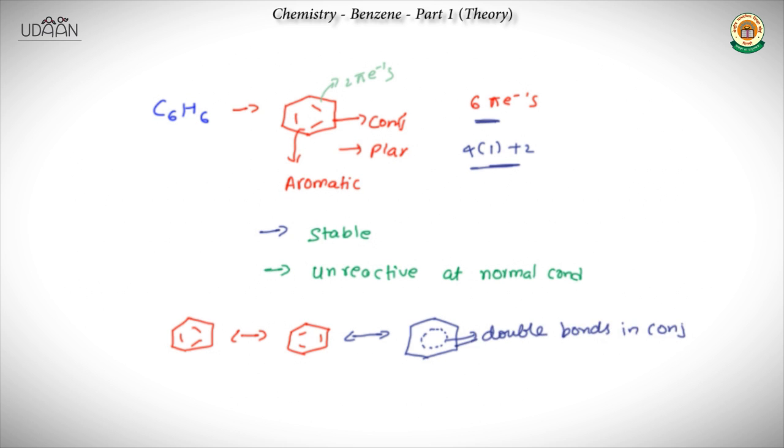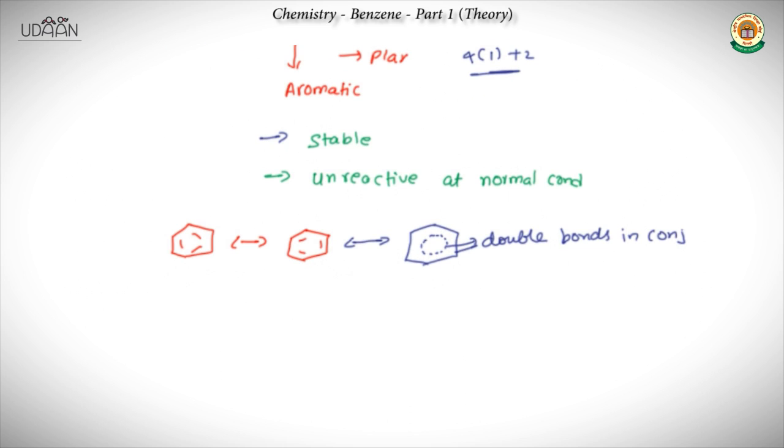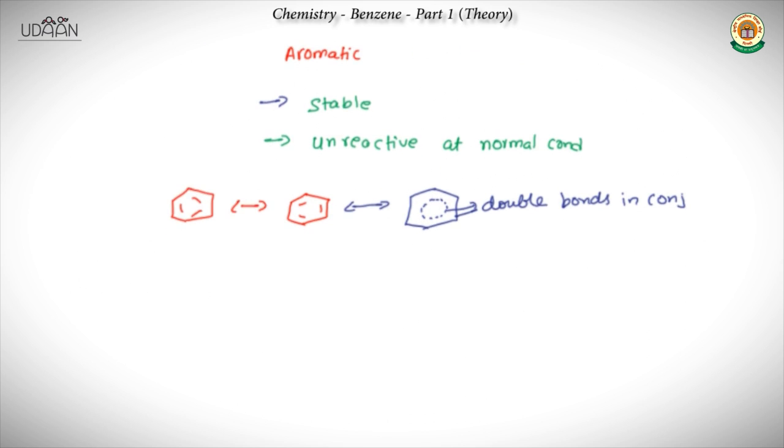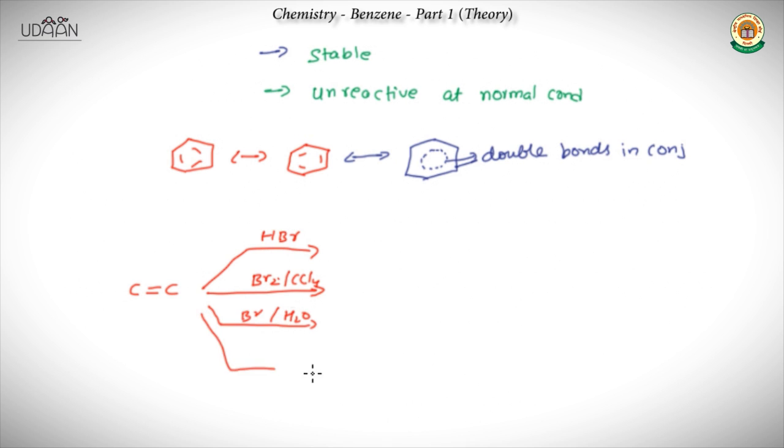Now, just by looking at the benzene, one may think that it's very much similar to alkenes. The only difference is that it has 3 carbon-carbon double bonds. So first recap the reactions of alkenes. Let's recap only a few of them. Whenever you have C double bond C, you know that it reacts with, say, HX, which is HBr for example, or Br2 in CCl4 or Br2 in even water, and it also undergoes oxidation with KMnO4.